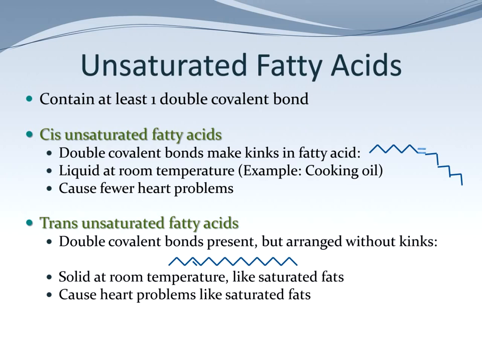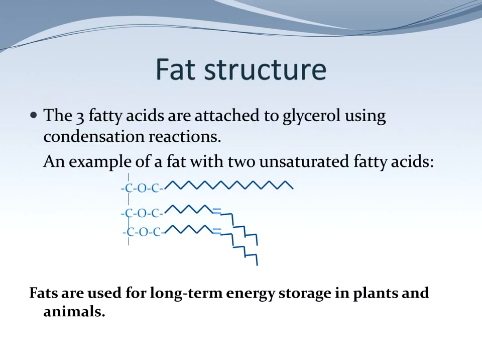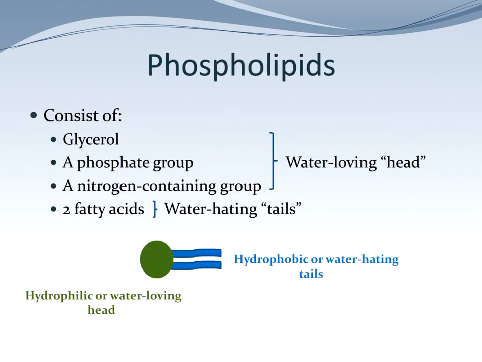Atoms can be arranged a little bit differently around a double covalent bond to make the kinks a little bit straighter in the fatty acid. These fatty acids will behave a little bit more like saturated ones. The three fatty acids in a fat molecule do not have to be exactly the same. Each fatty acid is held to glycerol by a covalent bond, which was formed by a condensation or dehydration reaction.